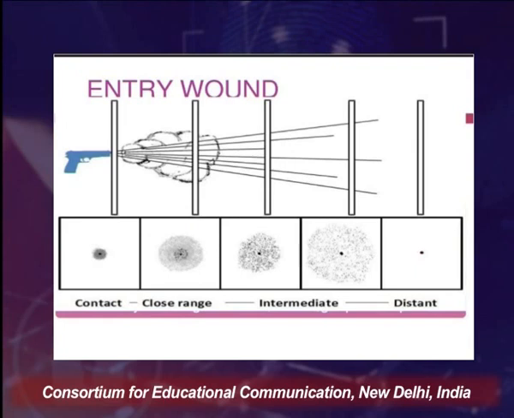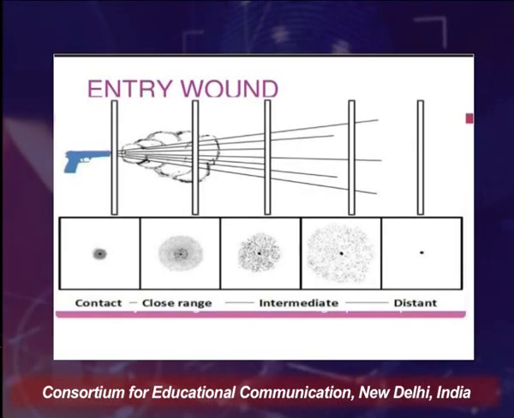Another important work of forensic ballistic experts is to identify the range, that is, from what range the suspect has fired. As you can see in the image, there could be the contact, the close range, the intermediate or the distance range. Depending upon from which distance the firearm is being fired, the wound will appear different either on the body of the victim or on the clothing of the victim.